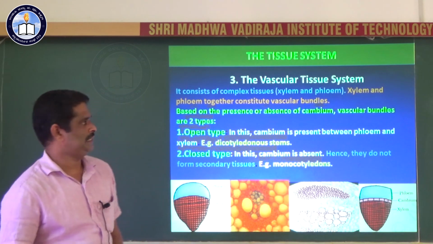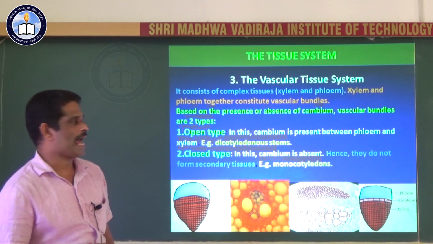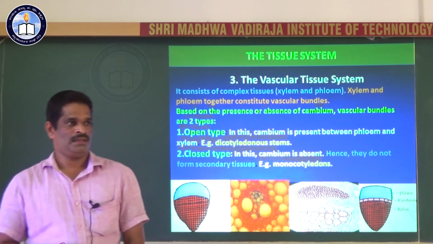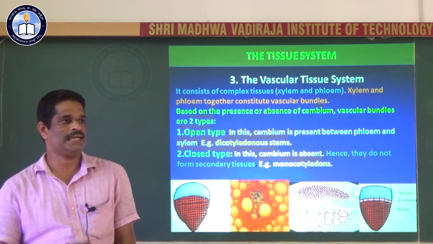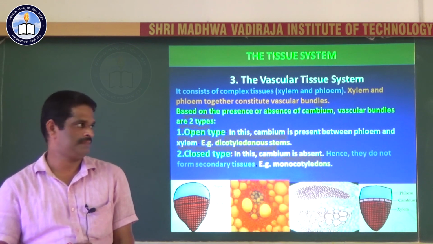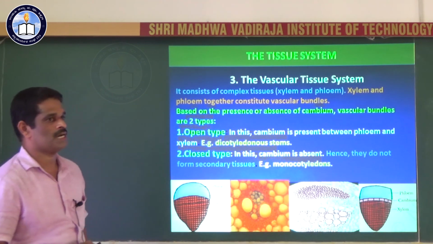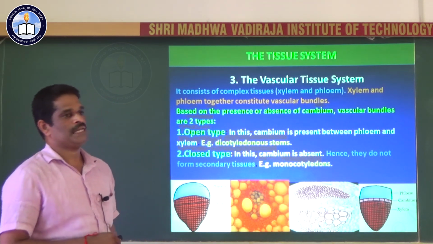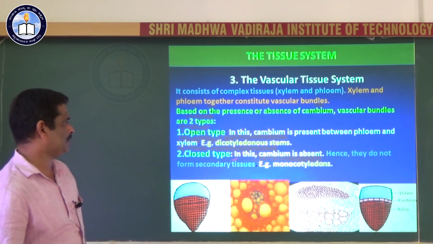This vascular bundle is classified into two types on the basis of presence or absence of cambium. What is a vascular bundle? A vascular bundle is the xylem and phloem occurring together. What are the two types of vascular bundle on the basis of presence or absence of cambium? That is open vascular bundle and closed vascular bundle.